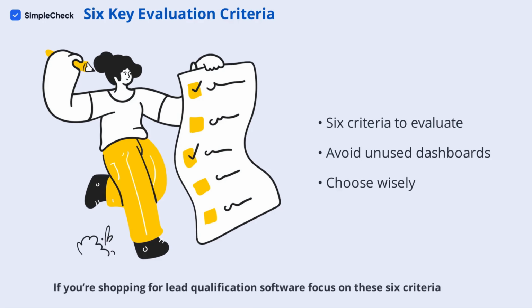If you're shopping for lead qualification software, focus on these 6 criteria: data source accuracy, compliance, implementation weight, routing logic, cost model, and ad platform integration. Get these right and your tool will pay for itself. Get them wrong and you risk adding another unused dashboard to your stack. Let's dive into each one so you know exactly what to look for.